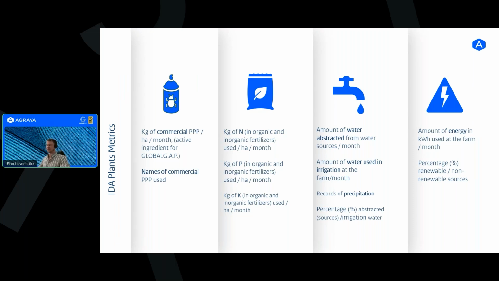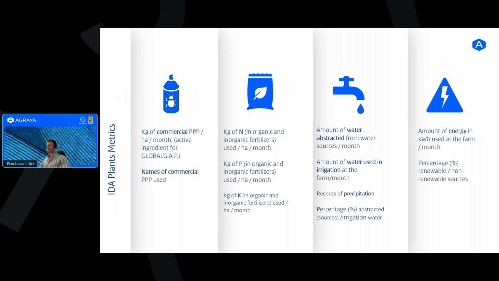This increases the comparability, because oftentimes certain plant protection products are sold under different names or in different concentrations in different countries. That's why we are only looking at the active ingredients of those PPPs. Further, we are requiring the producers to report on their nutrient consumption. So the kilograms of nitrogen, phosphorus, and potassium, again, per hectare per month, shall be shared.